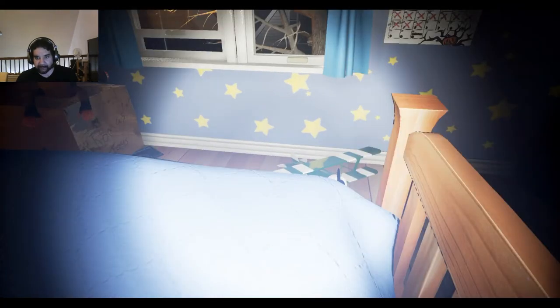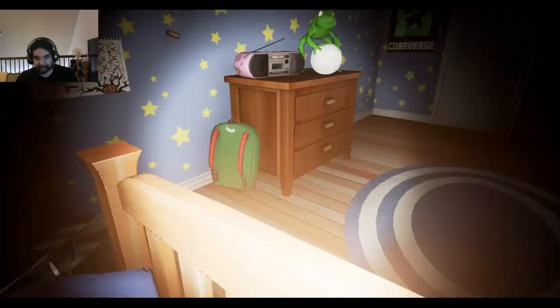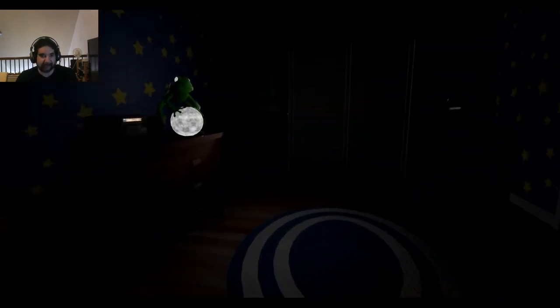So I thought I was supposed to be able to look under the bed and get your batteries here. It's not working. It's not good. Yeah, my flashlight's out. That's great.